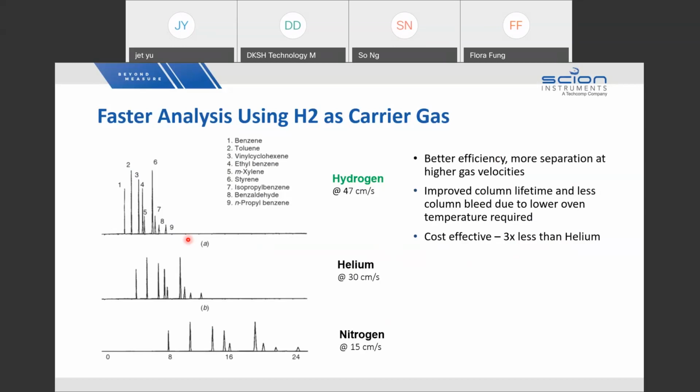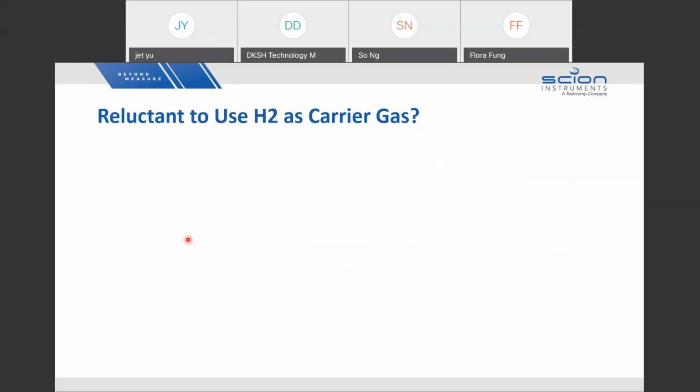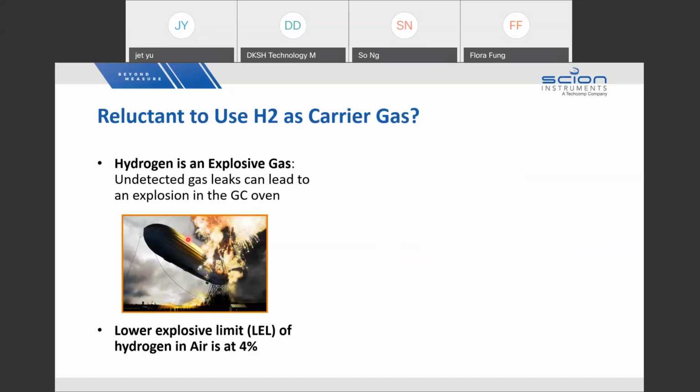So there are more options available for users to choose. But the key concern for hydrogen is safety. Till today, many users are still reluctant to use hydrogen because it is really an explosive gas. Gas leaking is not like a liquid. A liquid leak you are able to see visibly, like a leak from a syringe, or a gas bubble. The gas is invisible, especially minor gas leaks, you are not able to perceive even from the sensors.